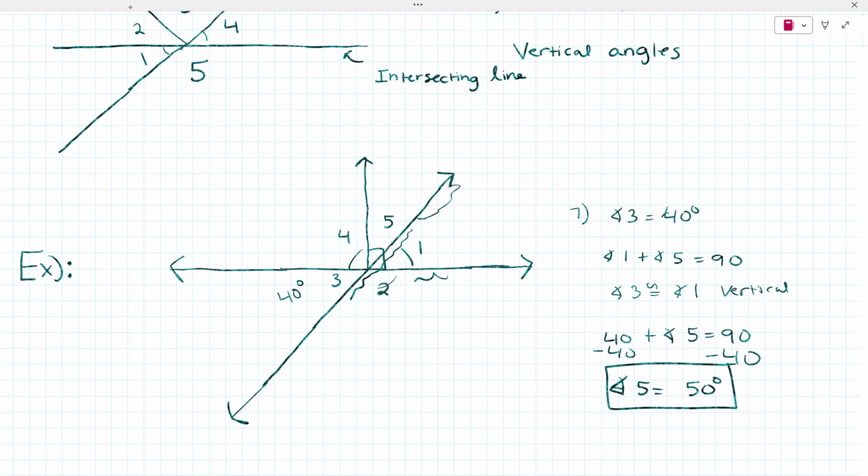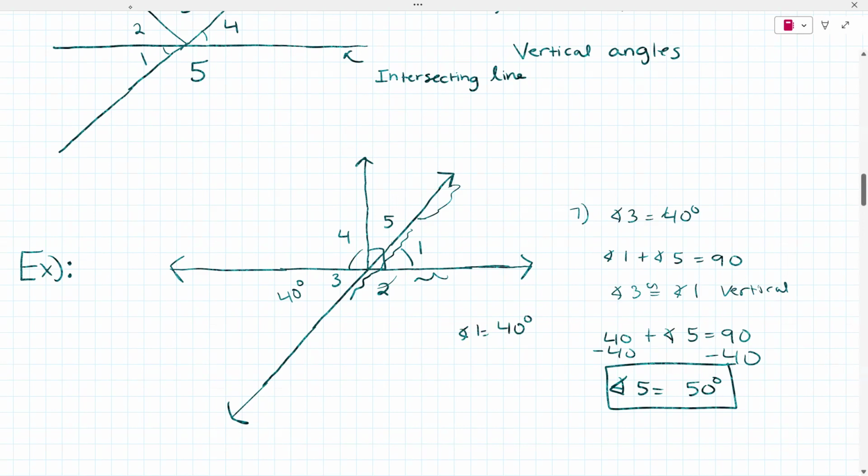So we want to know the other angles. Do we know what angle 2 is? Well, we know that angle 1 is going to be 40 degrees. But do we know what angle 2 is? Because we've got to find the other angles.